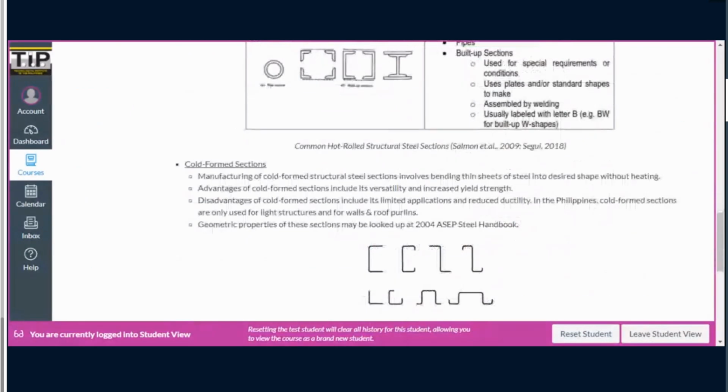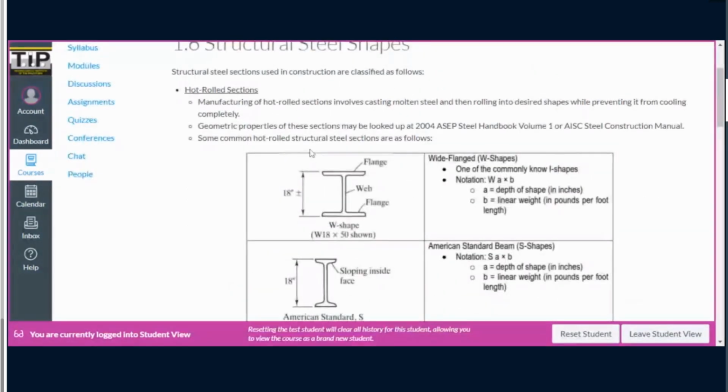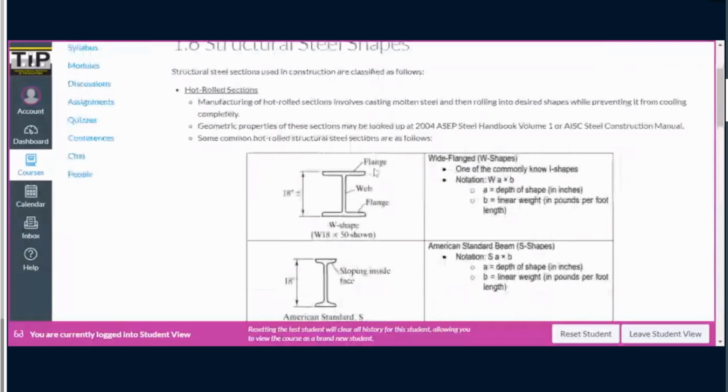So do you have some questions so far about the hot rolled sections? Okay. So, sige. So these are some examples of hot rolled sections. No? So again, hot rolled sections are produced by having a heat treatment. No? So the normal manufacturing process of structural steel, we produce hot rolled sections.